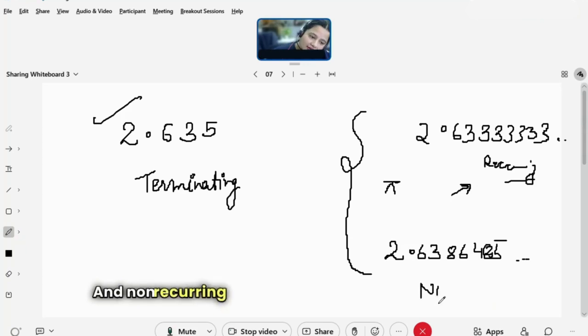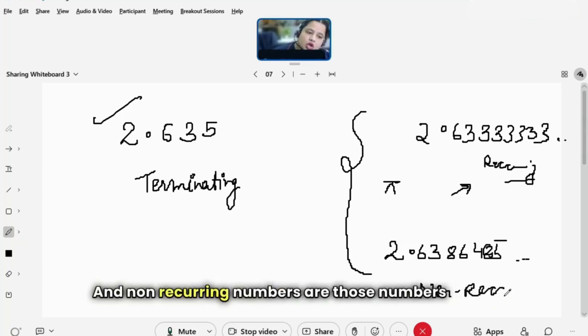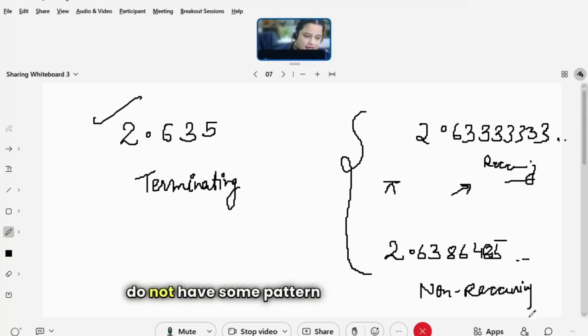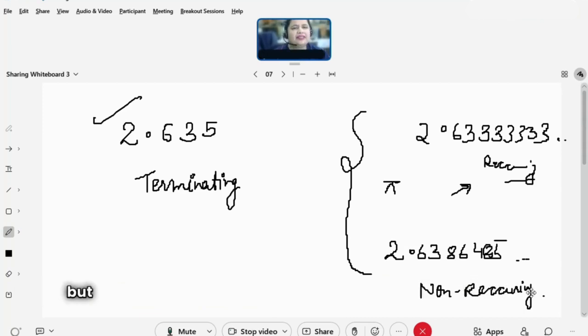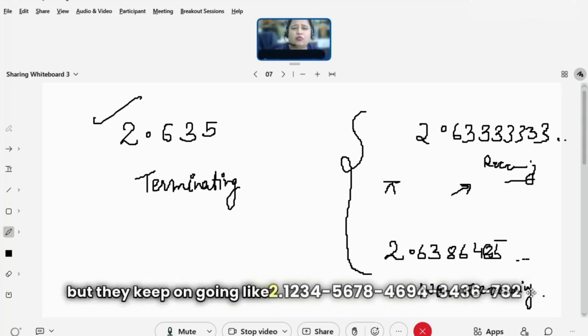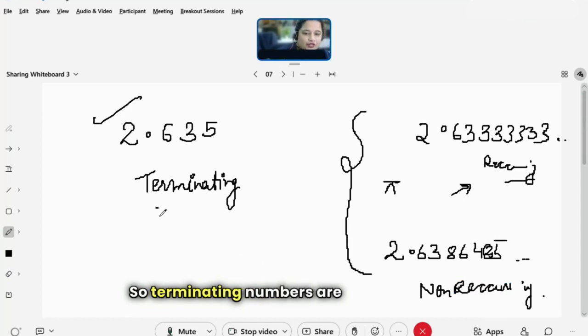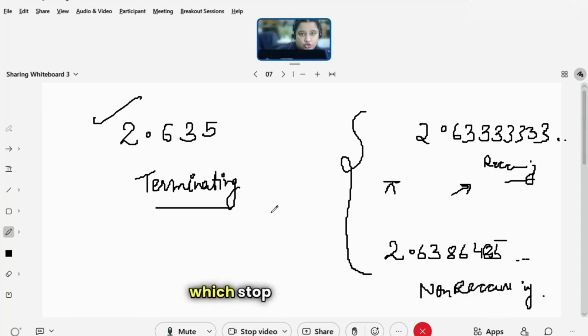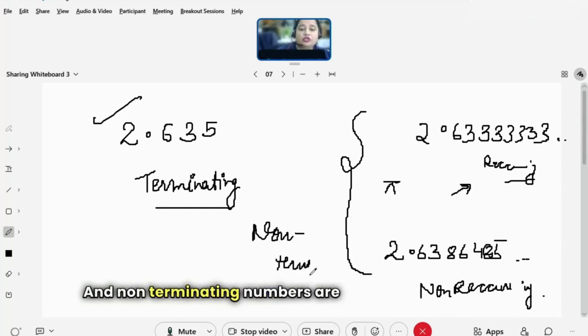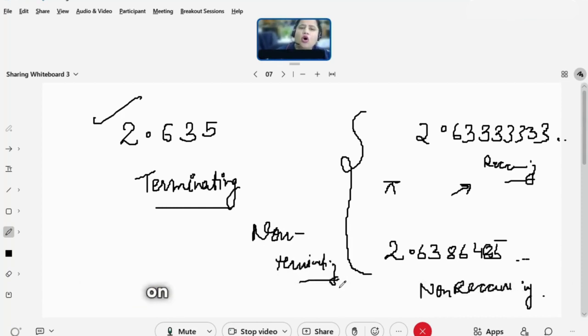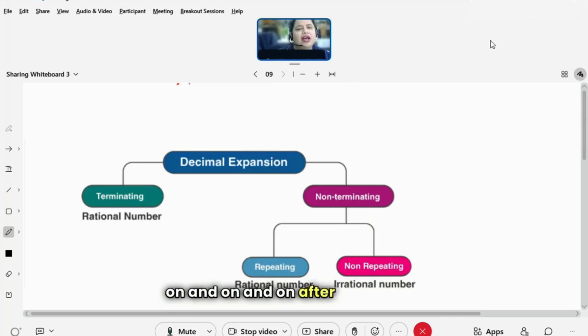And non-recurring numbers are those numbers which do not have a certain pattern, but they keep on going, like 2.1234567846943436782 and goes on and on. So terminating numbers are those numbers which stop after some time, and non-terminating numbers are those which keep going on and on after some time.